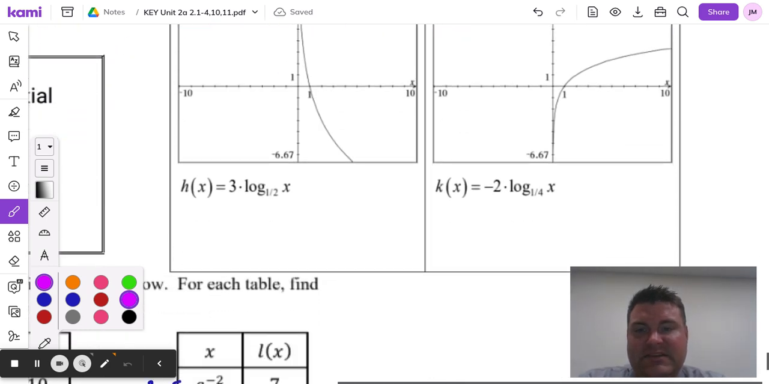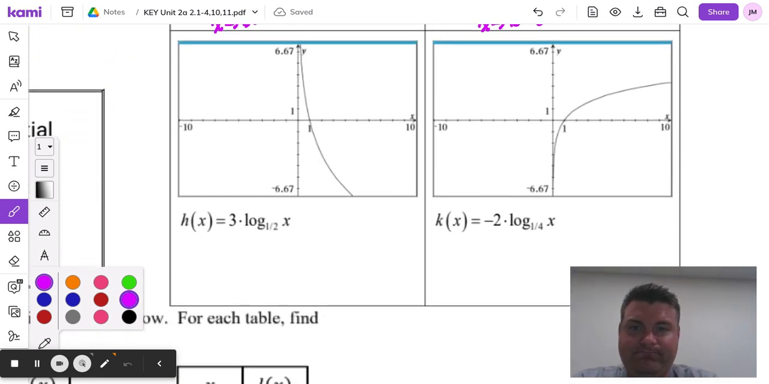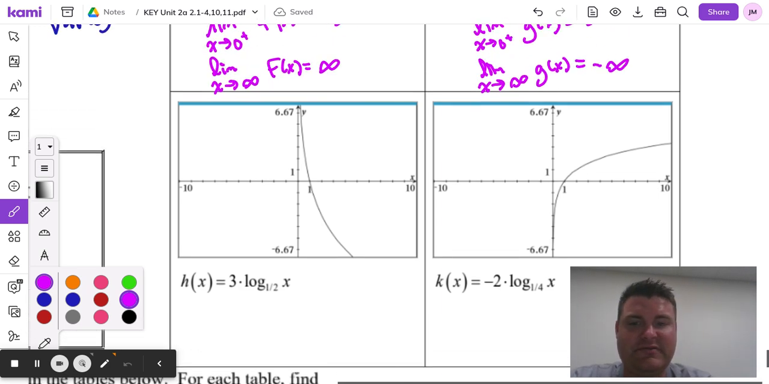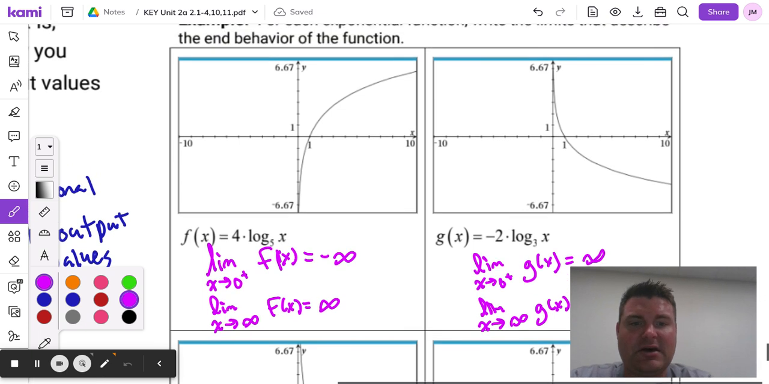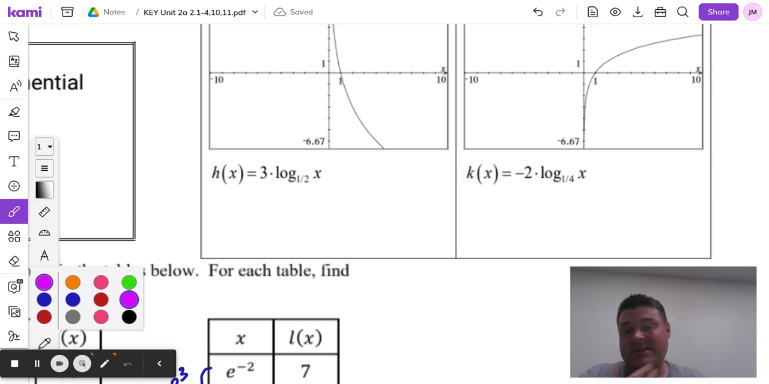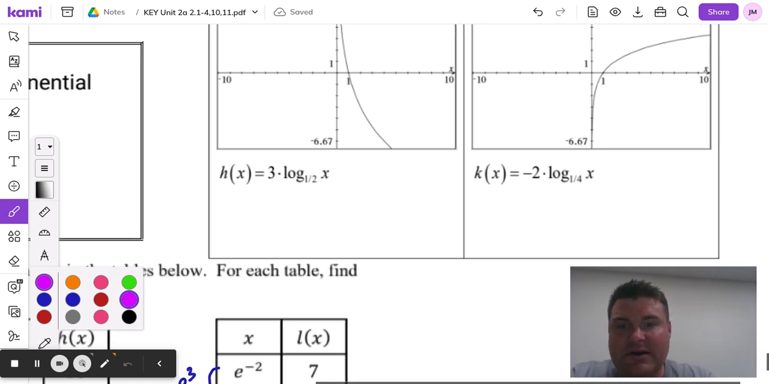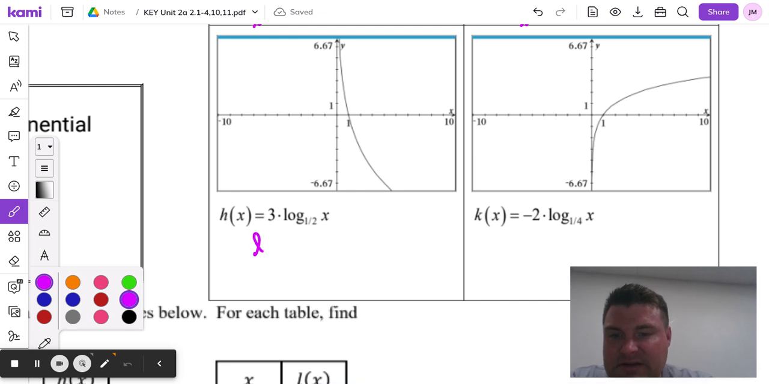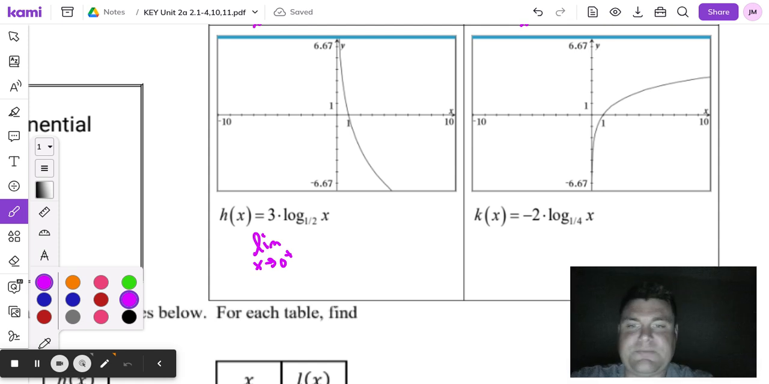Now, what happens when our bases are smaller than 1, bigger than 0? Well, this is what happens. Really not much of a change here between the upper right and the bottom left. They're actually pretty similar. We'll get into that down the road. But looking at these limits right here, the limit as x approaches 0 from the right, which is my left end behavior for logs.